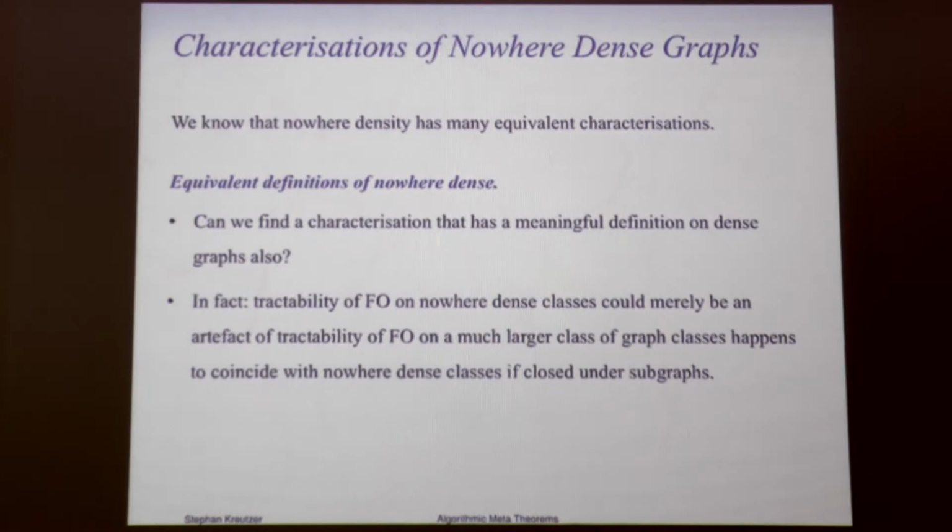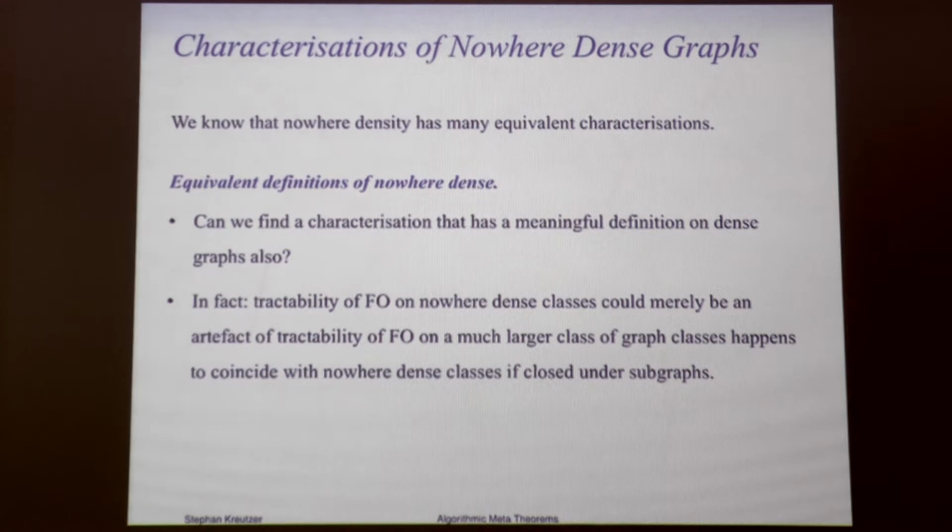So you could just look around for all sorts of graph parameters and try to find some that is equivalent to nowhere dense if you're in the sparse world. And it turns out there's such a thing. So can we find a characterization that has a meaningful definition in dense graphs, but also, of course, in the sparse world, where it is the same as nowhere dense?